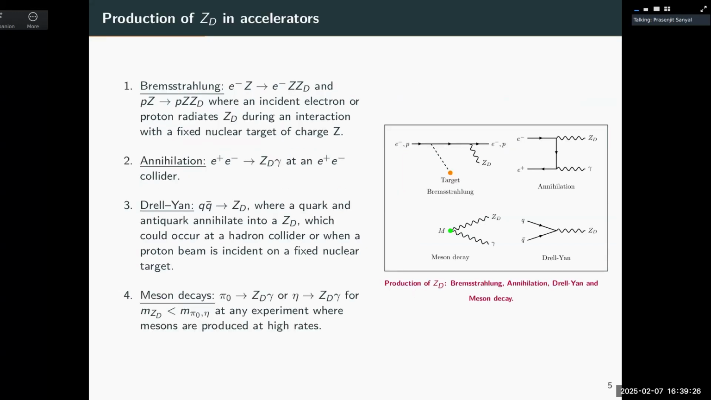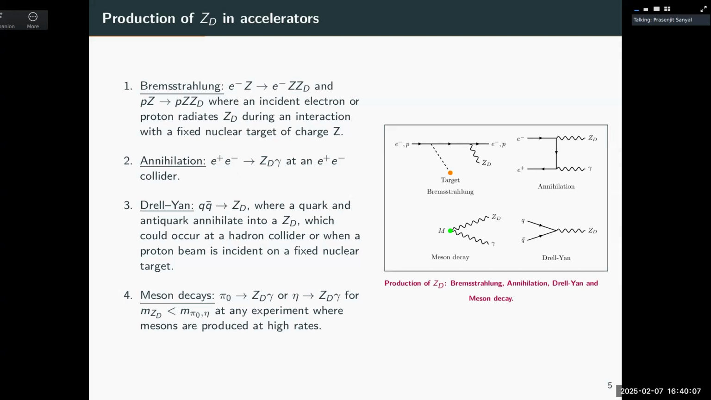So what are the production modes of this dark Z in accelerators? I have listed the four main dominant production modes. One is Bremsstrahlung, where an incident electron or proton beam radiates a dark gauge boson during an interaction with a fixed nuclear target of charge Z. Over here, Z is not the Z boson, it's just the charge of the target. Another one is the annihilation channel, where electrons or positrons can collide and produce a dark Z in association with a photon.